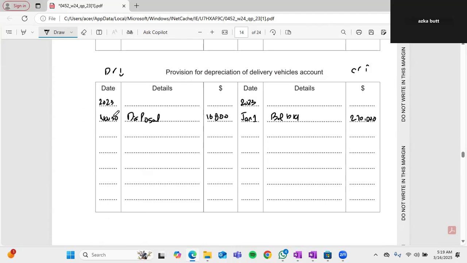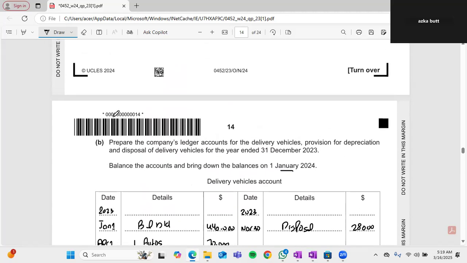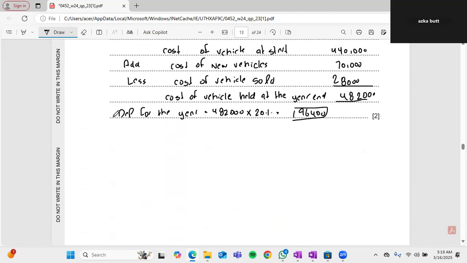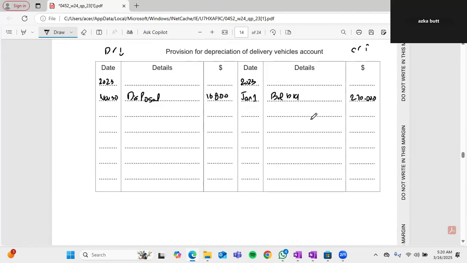Okay. And we also have to shift the current year's depreciation into the income statement. So what was the current year's depreciation? We just find it out here. Depreciation for the year is 96,400. So we will shift it in the income statement. So income statement will be debit and provision for depreciation account will be credit.